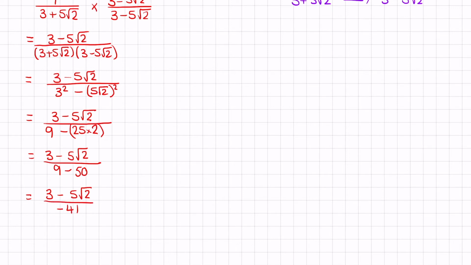Now what you'll find is generally we don't like negatives on denominators either. So we can just do some manipulation here to get rid of that, and it's changing the sign of everything else. So this we can also rewrite as negative 3 plus 5 root 2 on 41. And I think you'll find answers in textbooks will give the answer with a positive integer denominator.